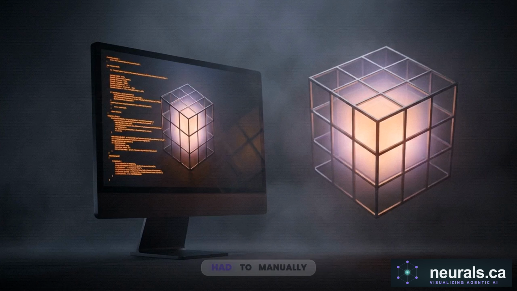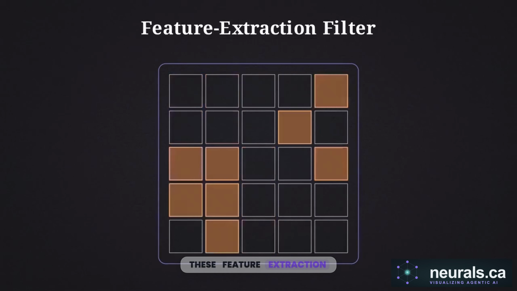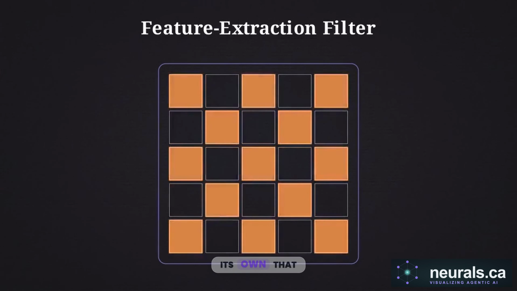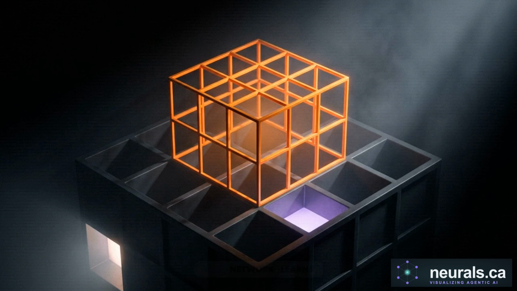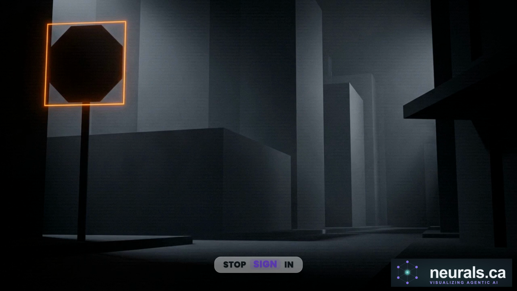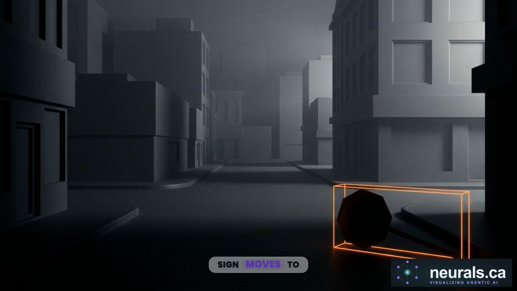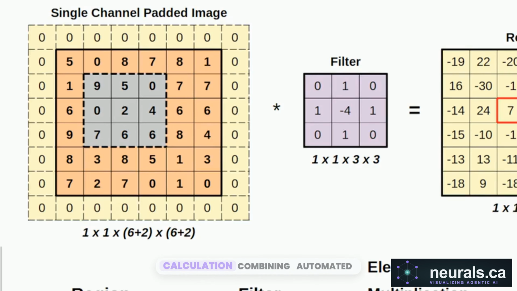Before CNNs, engineers had to manually write code to detect shapes, edges, and corners. Now, the network learns these feature extraction filters entirely on its own. That self-taught detection leads to a major advantage called translation invariance. If the network learns to identify a stop sign in the top left corner of a frame, it will recognize that same pattern if the sign moves to the bottom right. This diagram shows the specific matrix calculation.